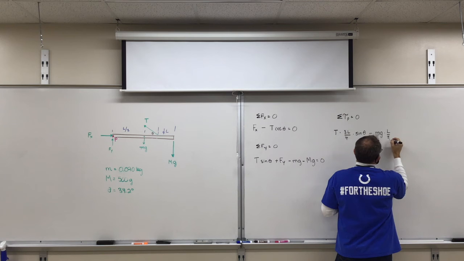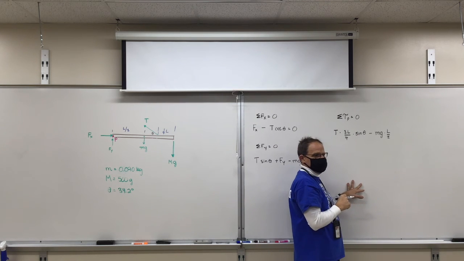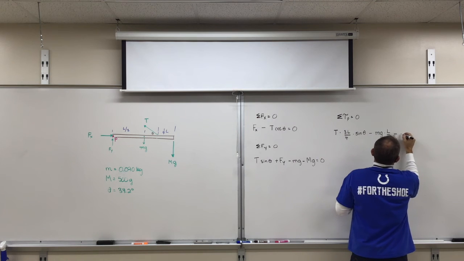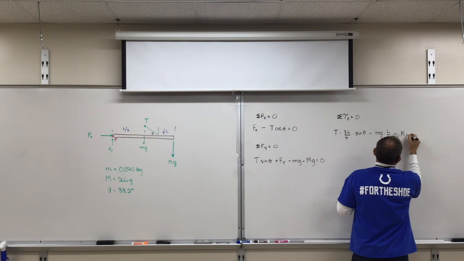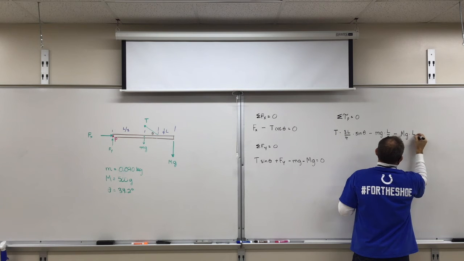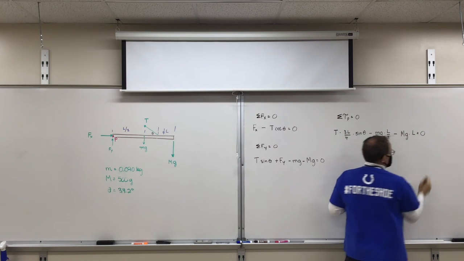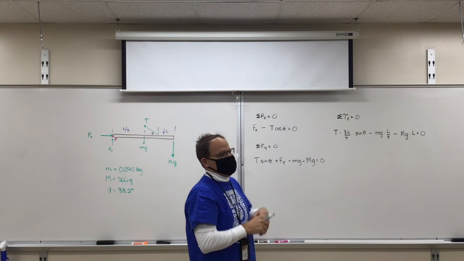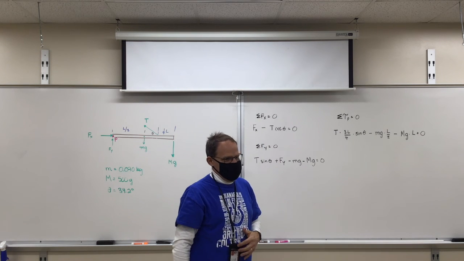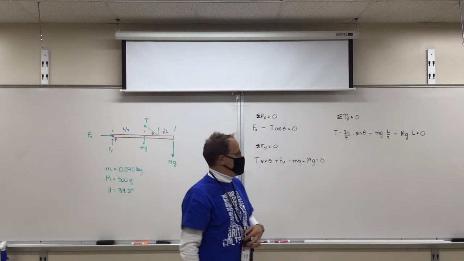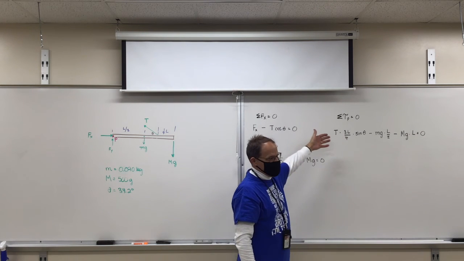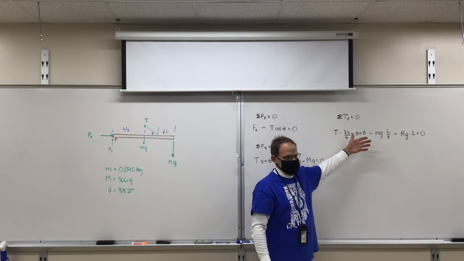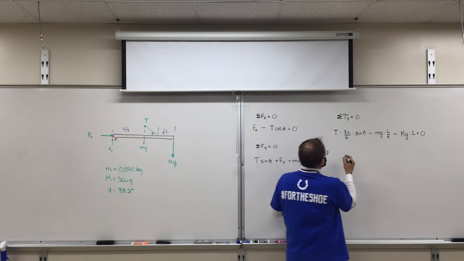L over 2. And is it perpendicular? It is. So the sine of theta is 1, right? Minus big M times G times L. All of that equals 0. Okay? And if we would have started there, we probably would have gotten to the answer a lot faster, because there are no forces due to the wall in this problem. Right? Okay, so let's solve it.